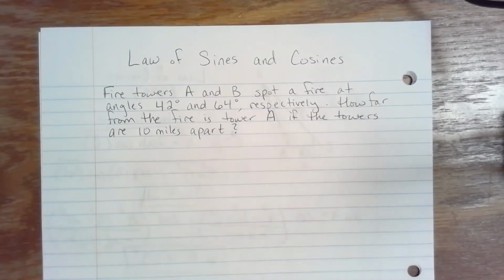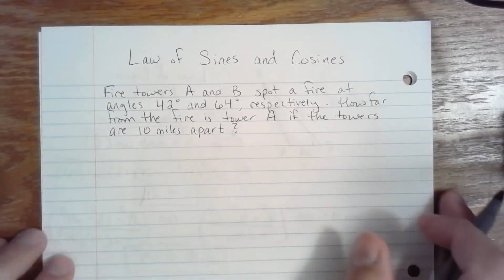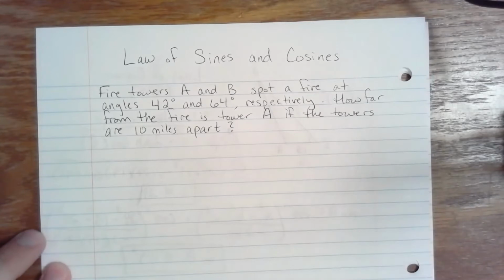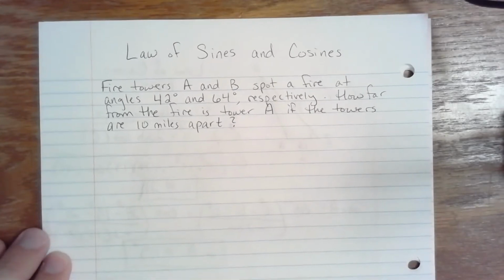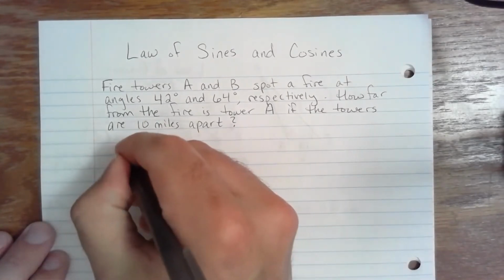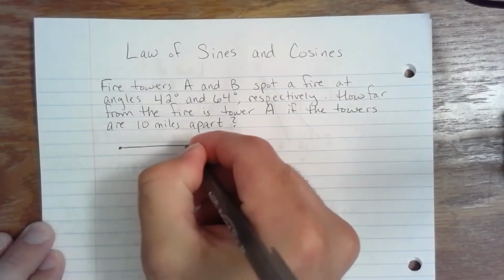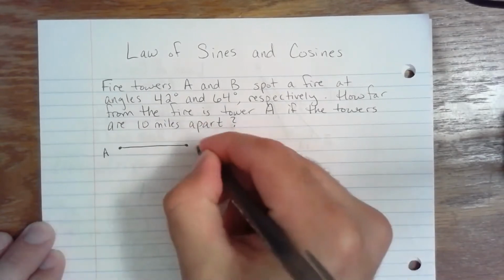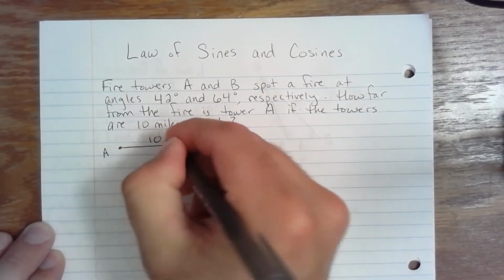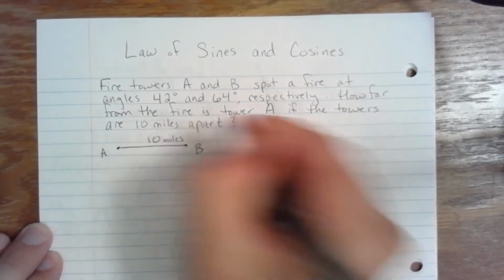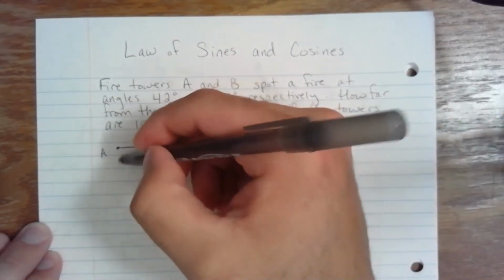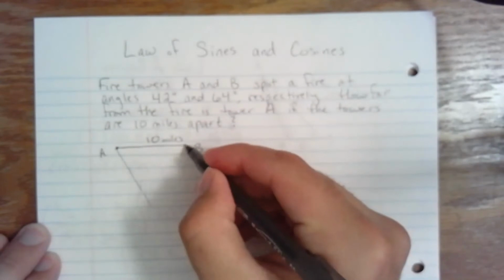It asks how far from the fire is Tower A if the towers themselves are 10 miles apart. So we only care about one distance in this problem, but we've done one in a previous video very similar to this. It's saying that points A and B, or towers A and B, are 10 miles apart, so we'll put a little 10 miles here. And they've both spotted a fire somewhere out here.